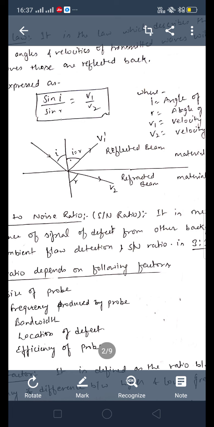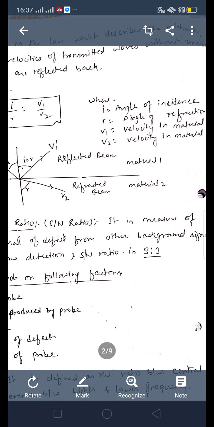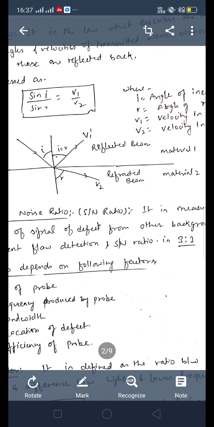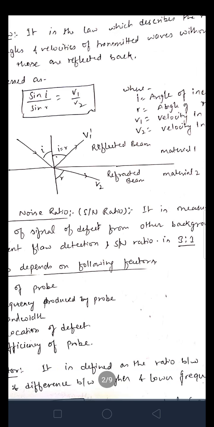See this graph, see the figure. Here i is the angle of incidence, and v2 is the velocity in material 2. Here is material 2 and here is material 1, and here is i, the angle of incidence, and i equals r. Here v1 is the velocity of material 1, and r is the angle of refraction, not reflection. This one is the reflected beam, and this one is the refraction beam.